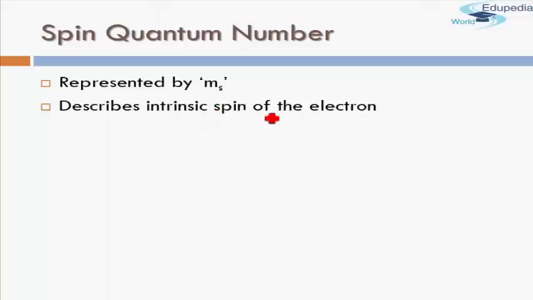Now the last quantum number, called the spin quantum number. As you remember, this quantum number doesn't come from the Schrodinger equation. Schrodinger's equation only gives us the values of the first three quantum numbers. The spin quantum number was discovered later on. It is represented by ms, m with a subscript of s. It describes the intrinsic spin of the electron.